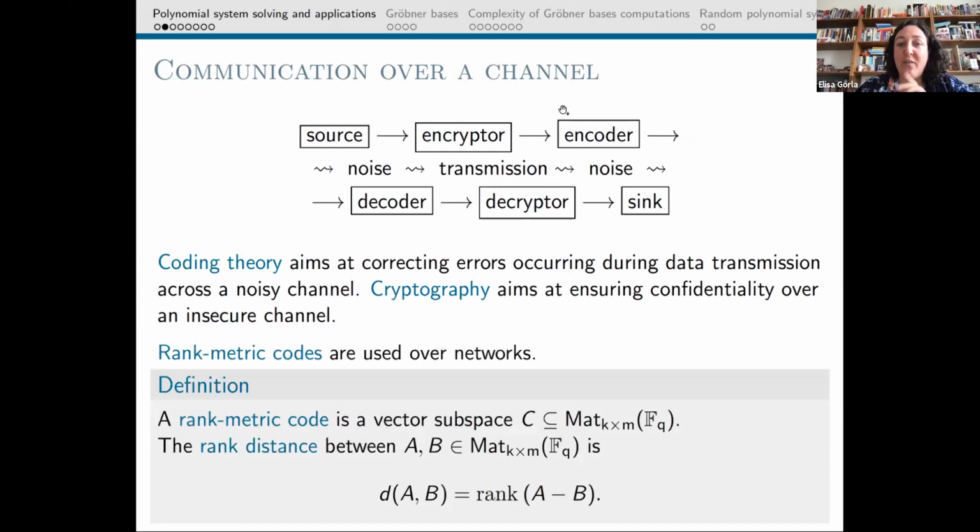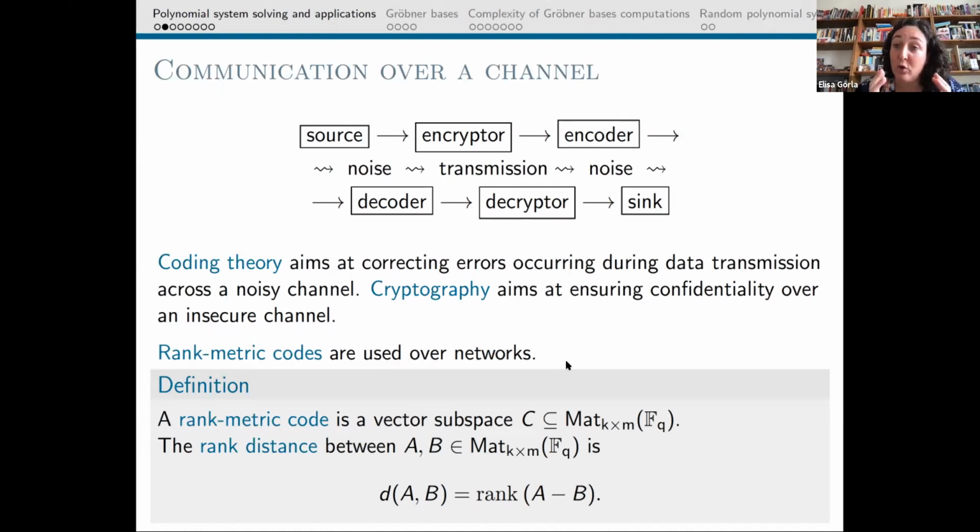Okay, so I will say a few words about these two steps of encryption and encoding. I start from encoding. Encoding, as I said, is because you want to correct errors. And if you do this over a network, the right algebraic model to do this is to encode your messages into matrices. Unfortunately, I don't have time to explain in detail how it all works, so I guess you'll have to take some things for granted. And if you have questions, I'm happy to say more later.